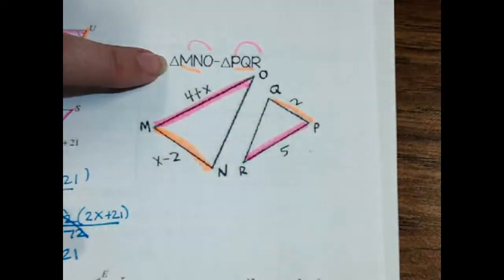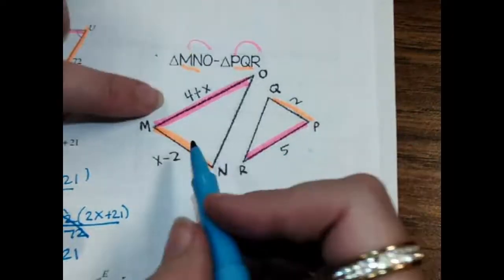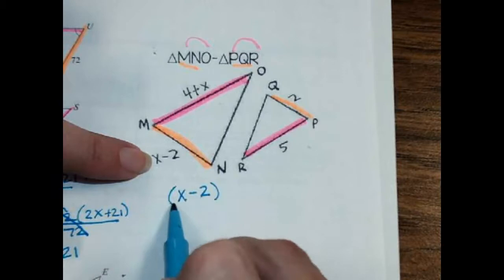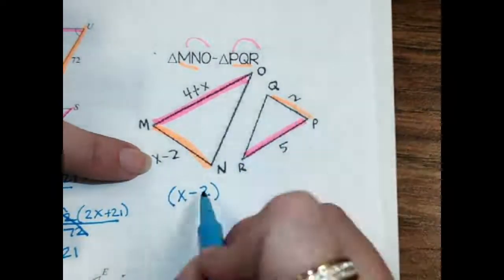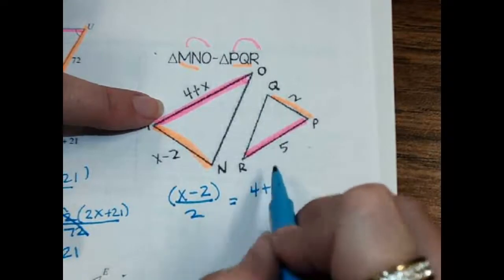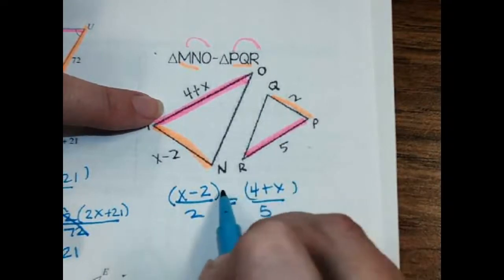If you use the colors to help you line it up, you won't get these mixed up as badly. So I can put either part on top. I'm just going to put this one on top. So (x minus 2) over 2 equals (4 plus x) over 5. Cross multiply.